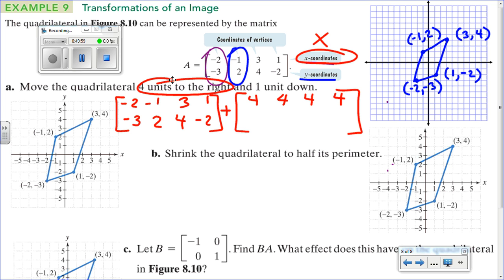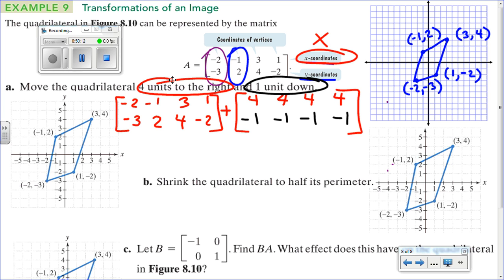Now we want the y coordinates to be shifted 1 unit down, so we're going to add -1. Very good. So then the resulting matrix will be -2 plus 4, that will be 2, 3, 7, 5, and on the bottom we'll have -4, 1, 3, and -3. So let's plot them quickly.